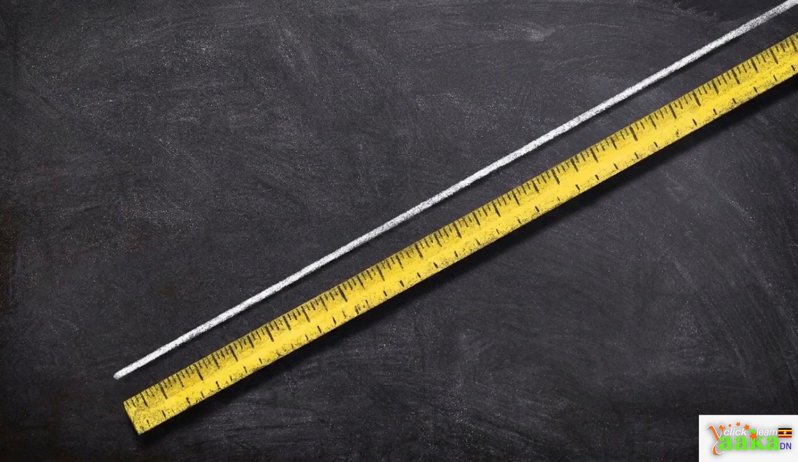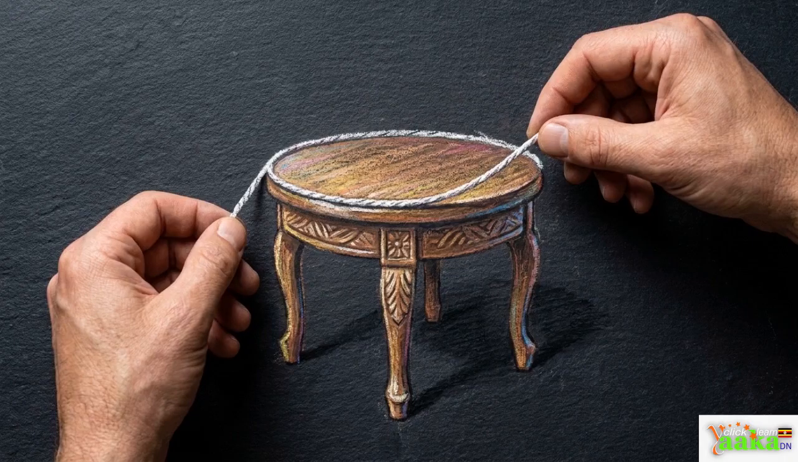This formula measures a one-dimensional perimeter. It tracks the total distance around the outside edge, like stretching a piece of string around the table and then measuring it against a ruler.